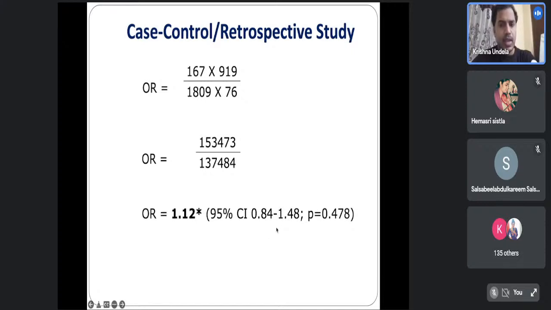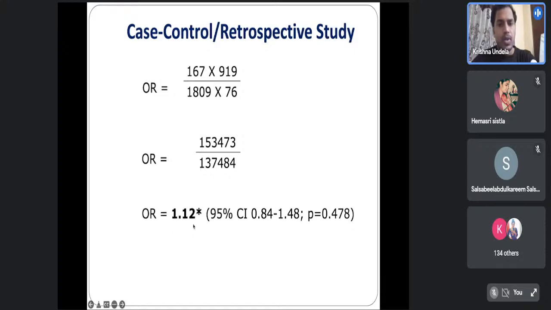So it can tell us, even though we got this one is more than 1, it is found to be statistically not significant. At the same time, even the p-value is telling us that this value is not significant. Why? Because the p-value is more than 0.05. The p-value is 0.478. So both are giving the same information. Both are telling that this value is found to be not significant.